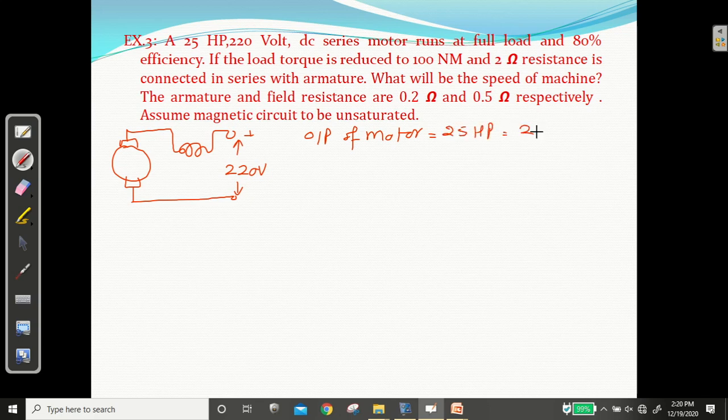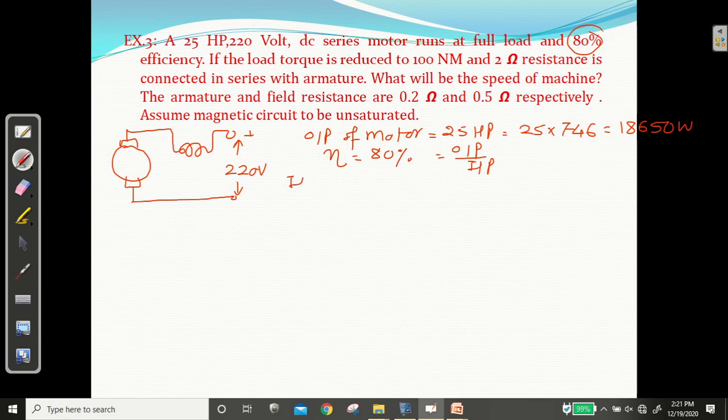If you want, you can convert 25 into watts by multiplying with 746. So the first thing, output of motor equal to converted into watts. With the help of calculator, I am getting 18,650 watt. Clear? The efficiency is given as 80%. Efficiency equals output upon input. You know the output, so you will get the input.